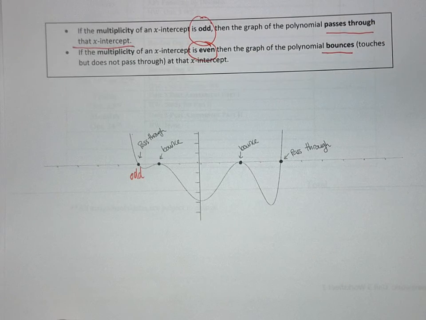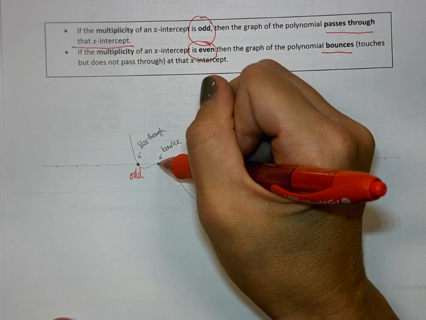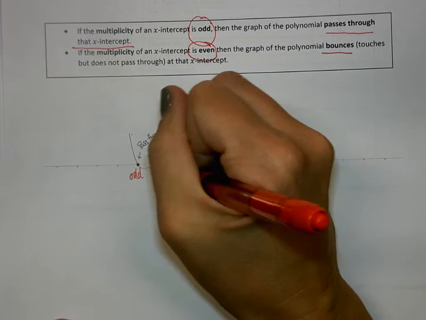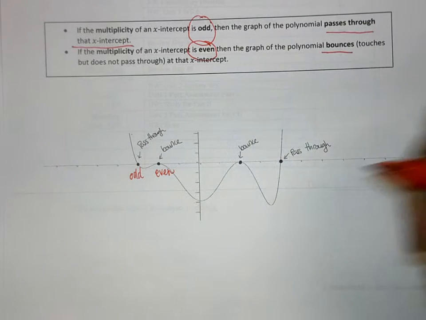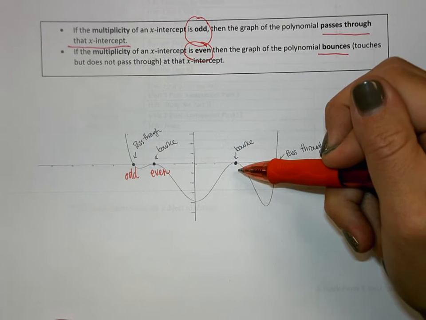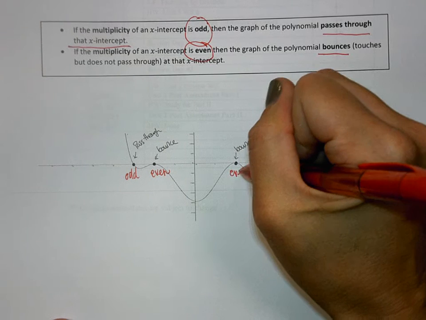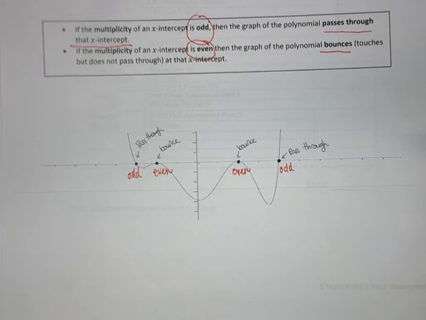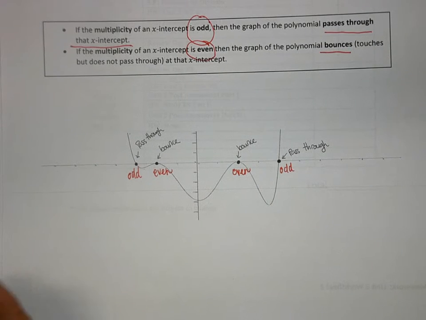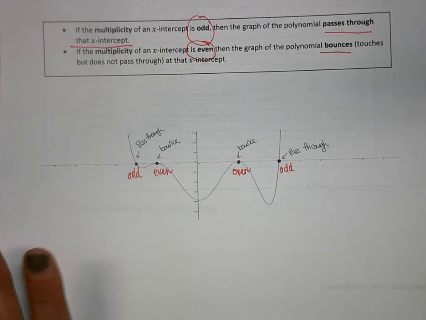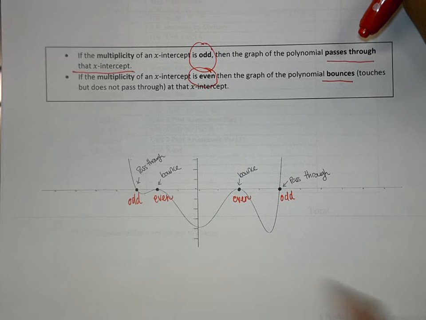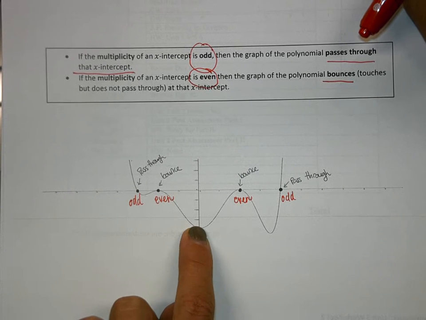So if it's passing through, that means it is an odd degree or an odd multiplicity. If it bounces, so see how it comes up and it touches it and it goes right back down, it doesn't actually go through the x-axis, but it touches the x-axis, that one has an even multiplicity. So this one right here, this bounce, means it would have an even multiplicity. And this one passes through and it would have an odd multiplicity. Okay. So your multiplicity, knowing these values, is coming from your x-intercepts. Okay, we know that the y-intercept will always just pass through one time.